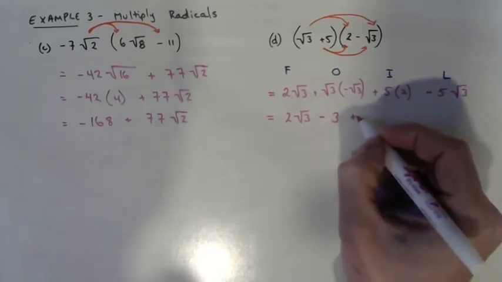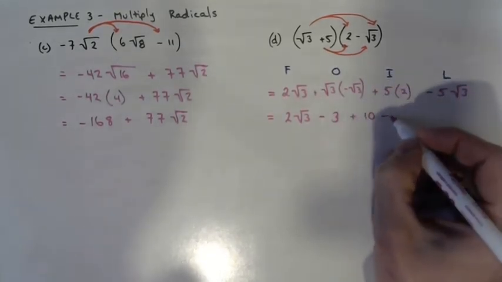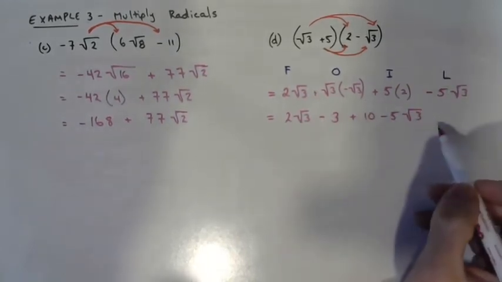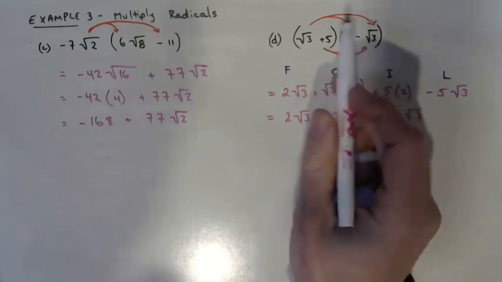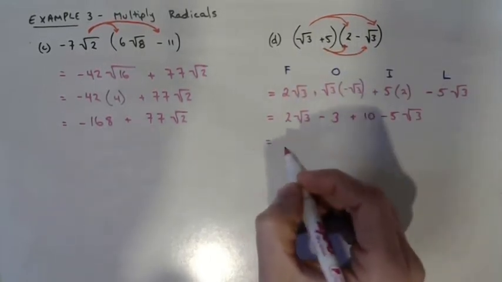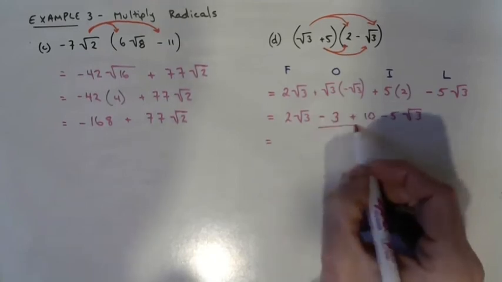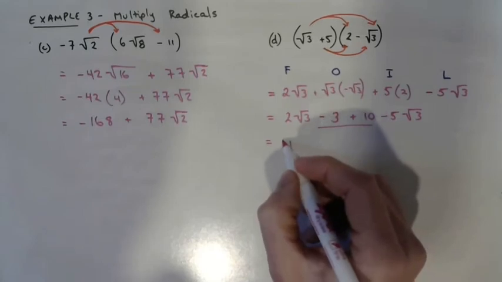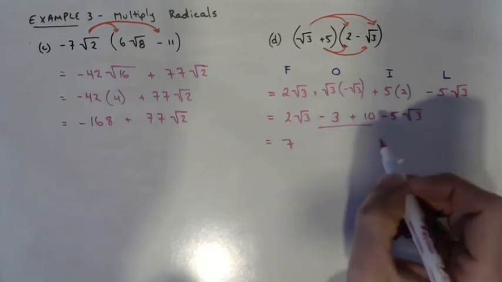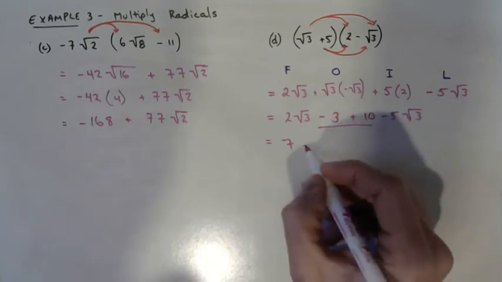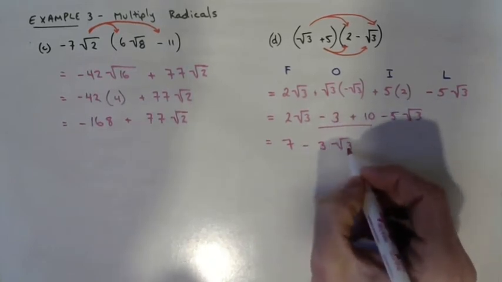Okay. Now you got 5 times 2 is 10 minus 5 radical 3. Again, if I were doing this in my practice problems, I would go straight from the problem to this step. Okay. And now I can group my like terms. I've got some whole numbers here in the middle, 10 and negative 3. That's going to be positive 7. And then I have radical 3's. I've got 2 of them here and negative 5 of them there. That's going to be minus 3 radical 3.